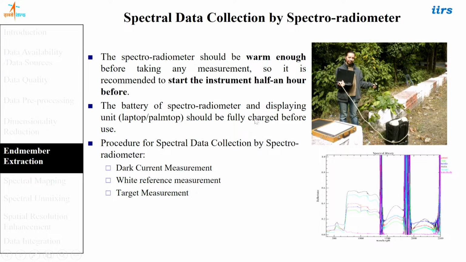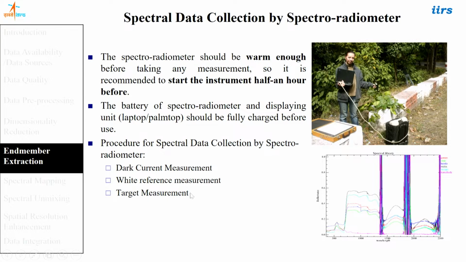So how can we collect spectral data using a spectroradiometer? Normally you should start the instrument half an hour before, and the instrument should be fully charged before you take it for data collection. Then there are three steps to measure: dark current measurement, white reference measurement, and target measurement. In case of dark current, even when you are not using any electronic device, some electric current is flowing inside it. That is treated as a measurement which may get added to the measurement of your target. So this needs to be removed.